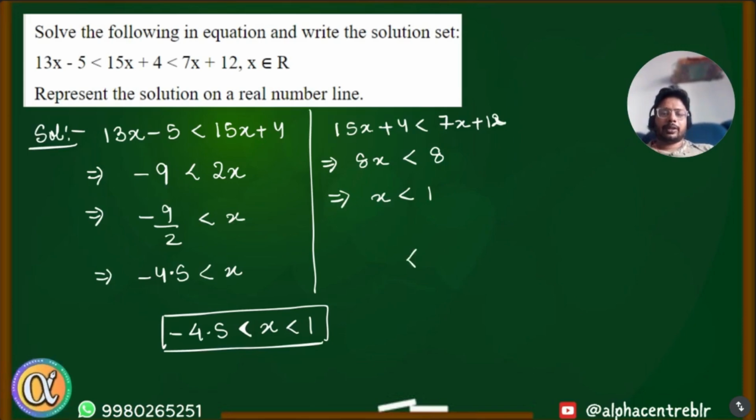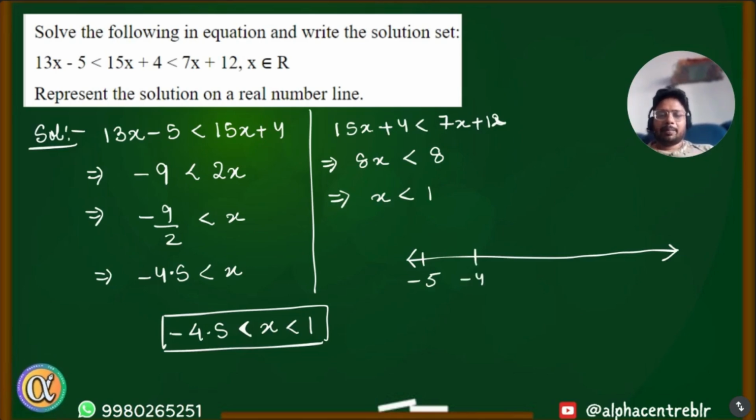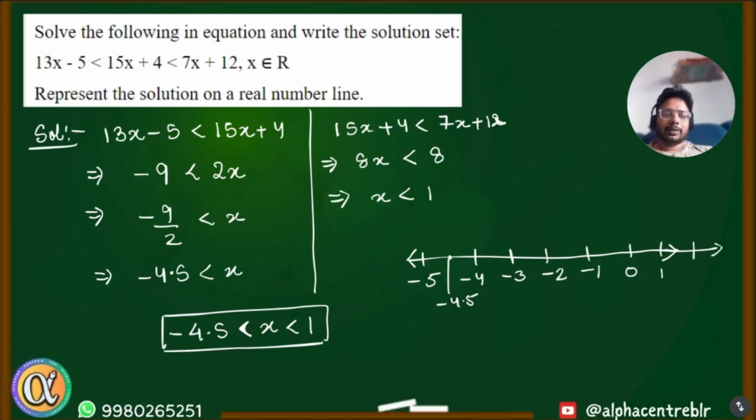Let's represent this on a number line. -5, -4, and right between them is -4.5, then -3, -2, -1, 0, 1, and let's extend and put 2 as well.